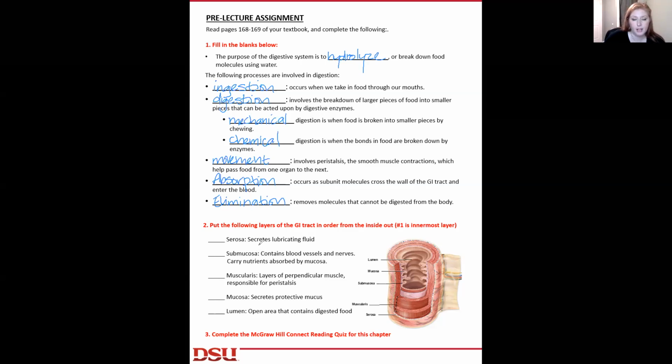Okay, all right. So layers of the GI tract, there's always questions on this on the exams. So be aware of that. You do need to know them. They wanted you to use 1 as being the insidemost layer and 5 being the outermost layer. So the lumen is first, followed by the mucosa. After that is the submucosa, and then the muscularis, and finally the serosa.